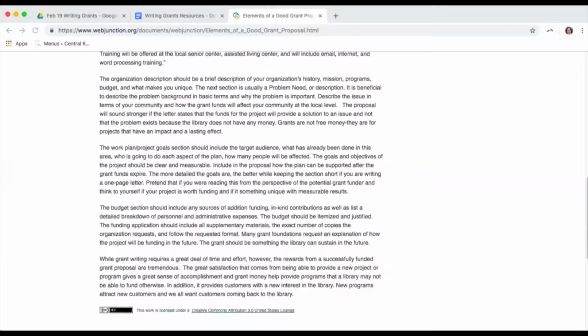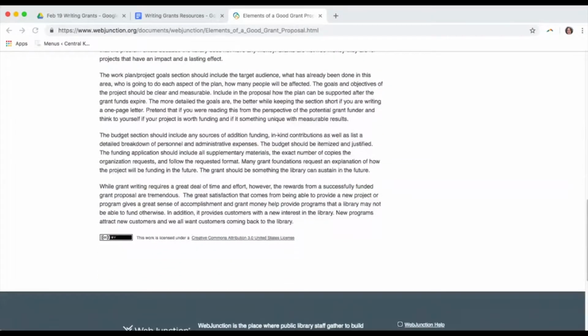And then the budget section should include any sources of additional funding. So I know a lot of CKLS grants are matching. We always ask, where's that coming from? If it's coming from your general budget, say it's coming from your general budget. If you had a fundraiser or a donation and that donation is going towards it, that should also be in your grant proposal. That also shows the commitment to the project, and that there's other sources of income. It makes the project stronger.